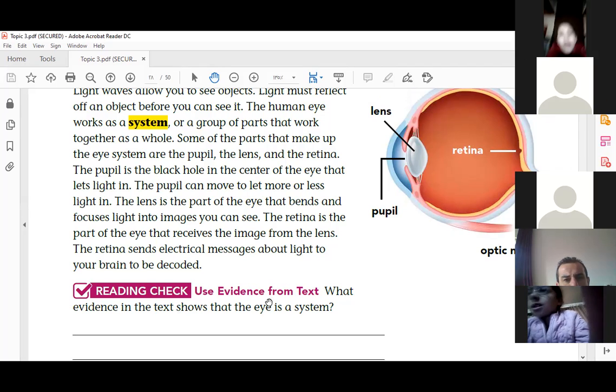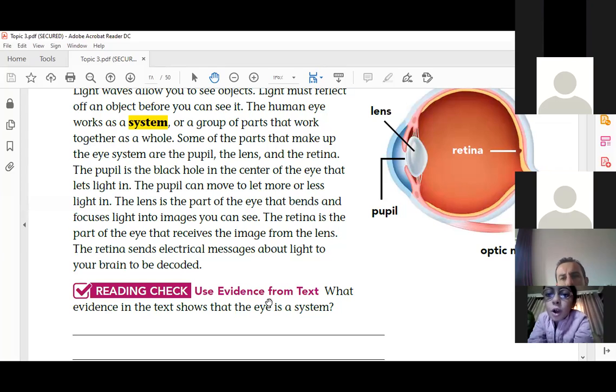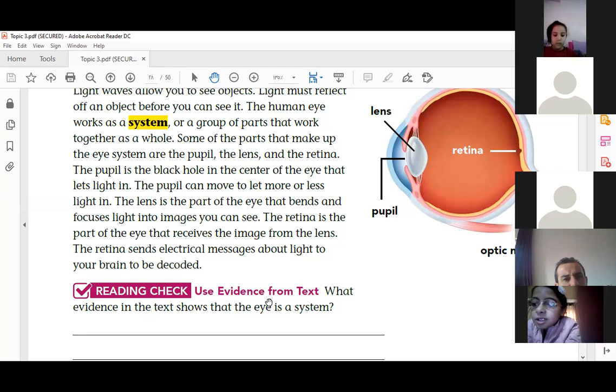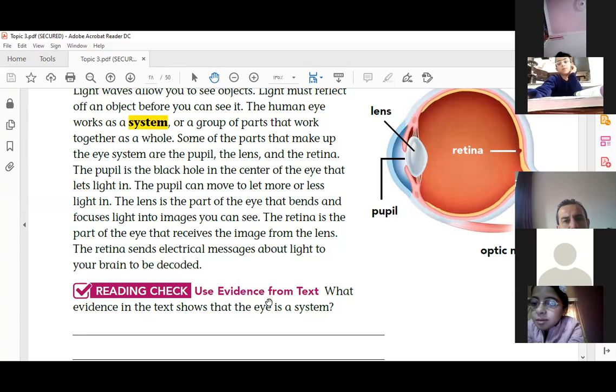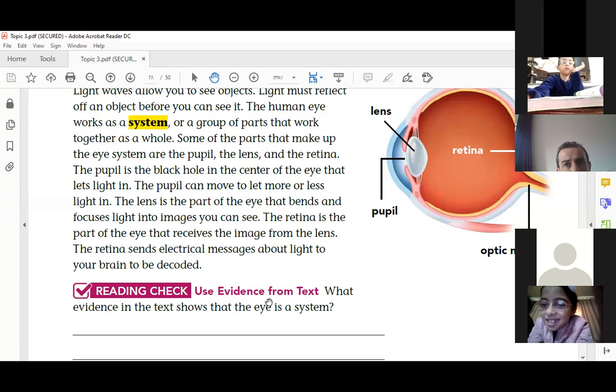Do you understand the question? Yes. What evidence in the text shows that the eye is a system? Because of the group of parts that work together as a whole. Excellent. A system is a group of parts. Thank you, Hadia. Excellent. The system is a group of parts that work together as a whole, and the eye is made up of different parts that work together.